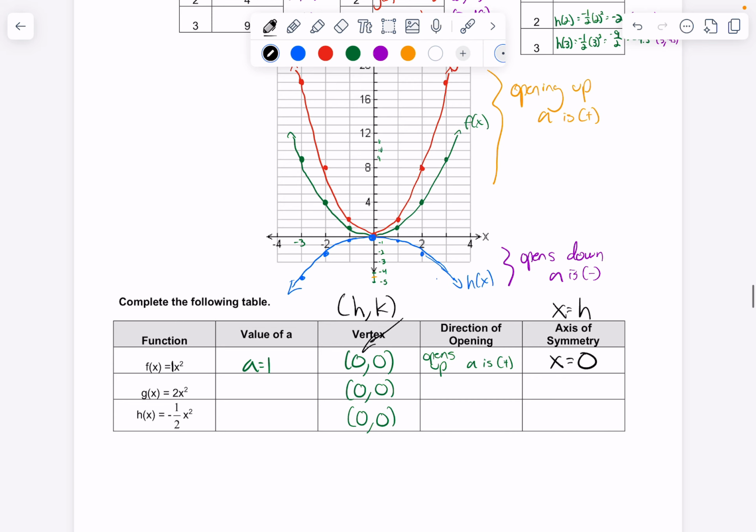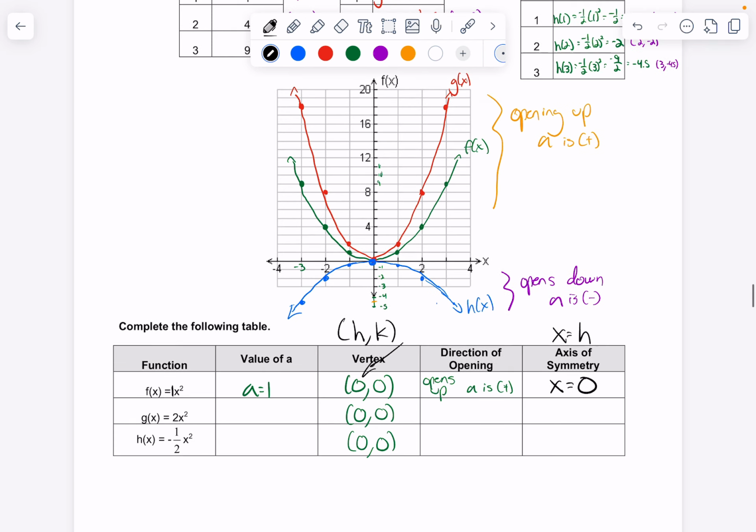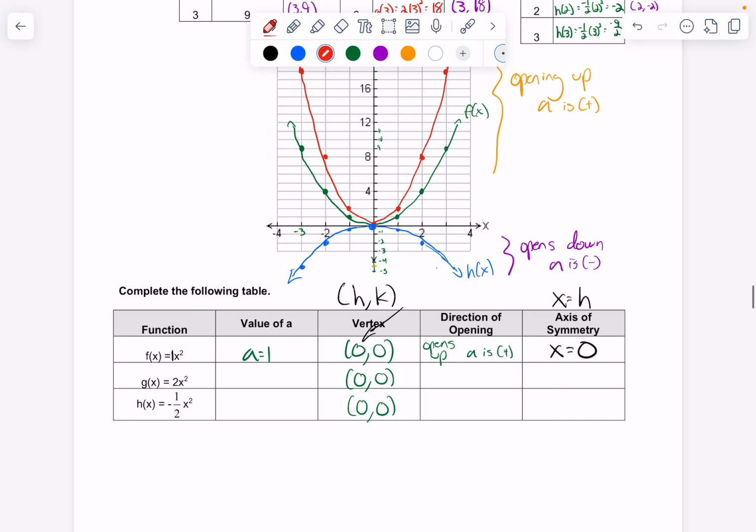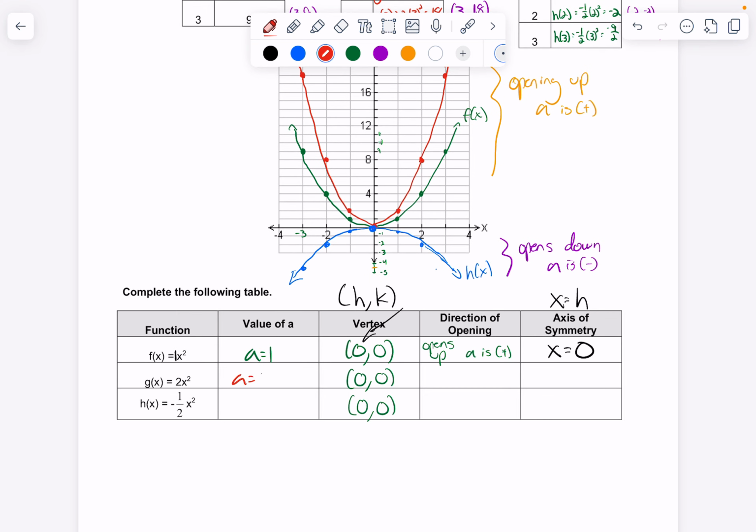Okay, let's fill in the next one. So g of x, in our case here, a is 2. Well, the vertex we already said is 0, 0. This one opens up because a is also positive. The axis of symmetry is x equals 0, because the h is 0.